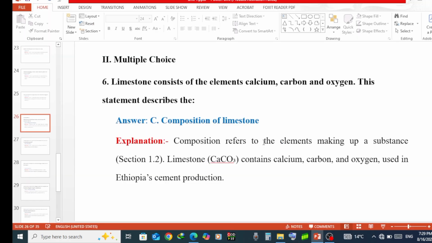The answer is composition of limestone. Composition refers to the elements making up a substance. So limestone, which is calcium carbonate, contains calcium, carbon and oxygen, used in Ethiopia's cement production. Therefore, these elements, calcium, carbon and oxygen, indicate the composition of calcium carbonate.